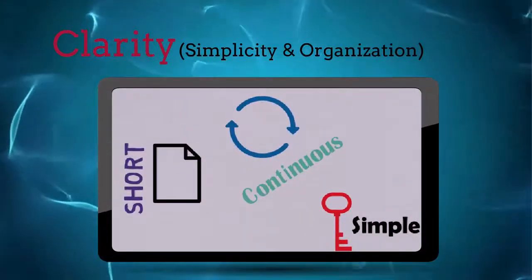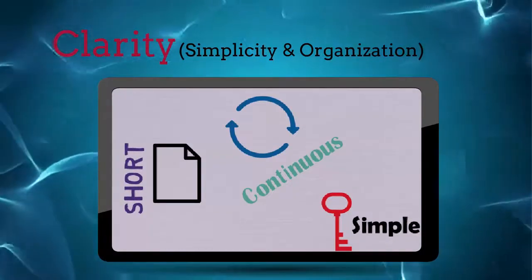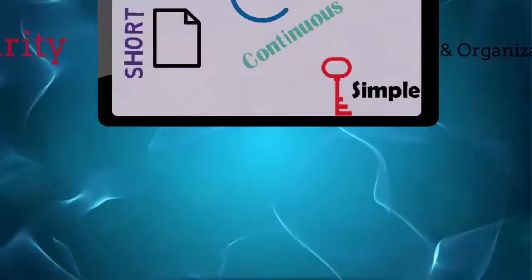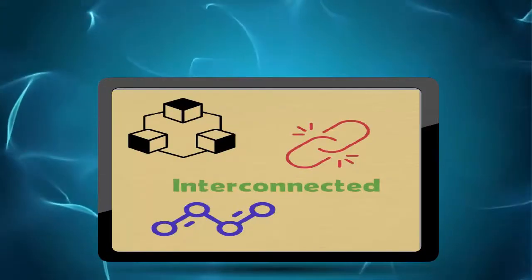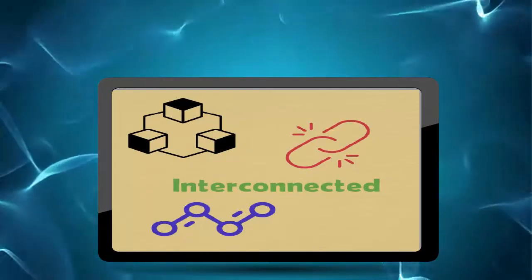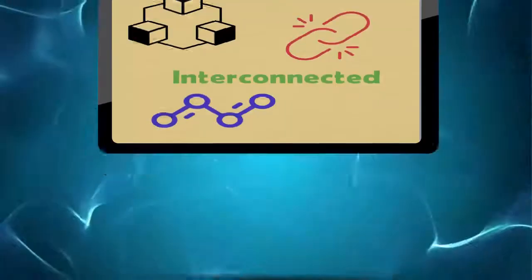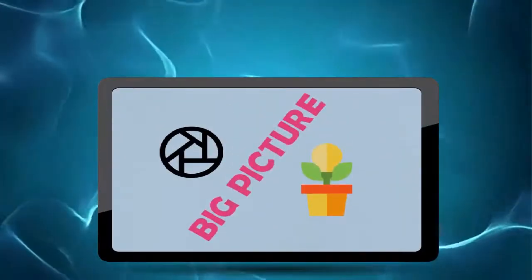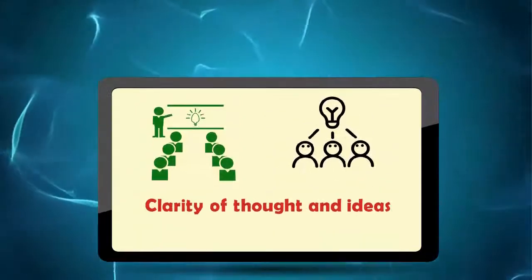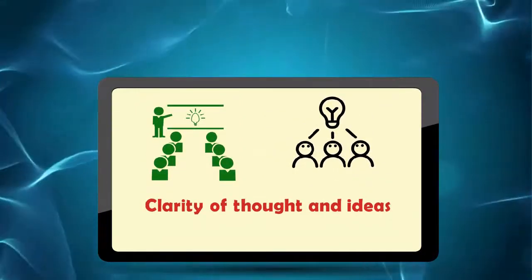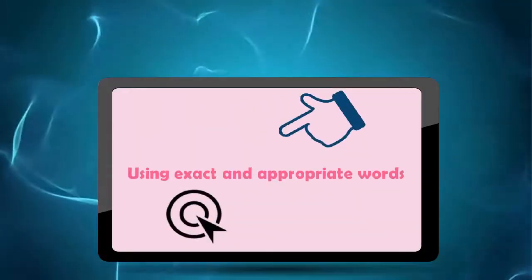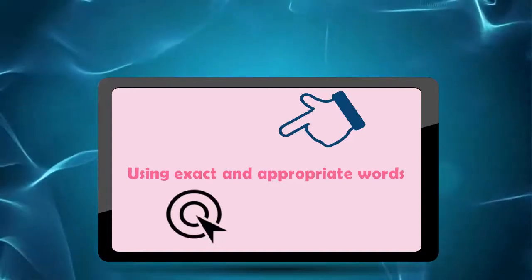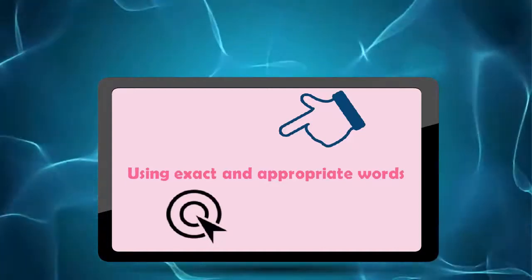Clarity can be achieved by writing short, simple, fluent sentences and paragraphs. This C is interconnected with the principles of completeness and concreteness. By clarity, we mean that a broader picture must be supplemented for details. Clarity of your thoughts and ideas is another important feature to consider. A way to achieve clarity is by making use of exact, appropriate, and concrete words in your writing.